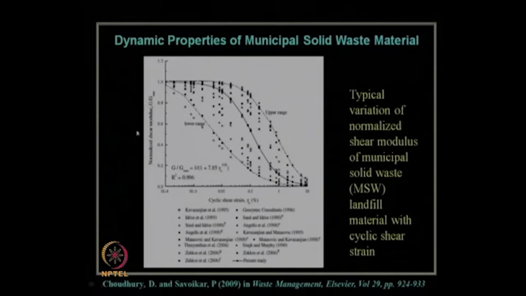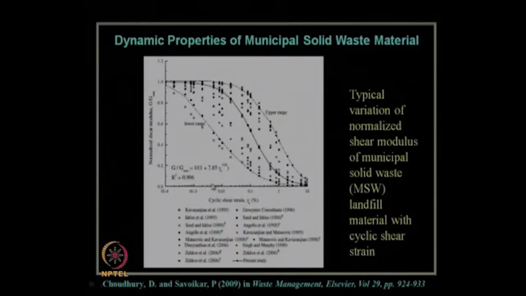Further, the normalized shear modulus, that is the G by G max ratio, how this curve varies with respect to cyclic shear strain, is nothing but the modulus reduction curve. Those data also have been collected from worldwide researchers' data points, proposed in various research papers, journals, conferences, technical reports and PhD theses, like Zekkos' PhD thesis at UC Berkeley, then Kavazanjian, Matasovic, Seed and Idriss, Kavazanjian et al., Idriss et al., and many other researchers, Singh and Murphy.